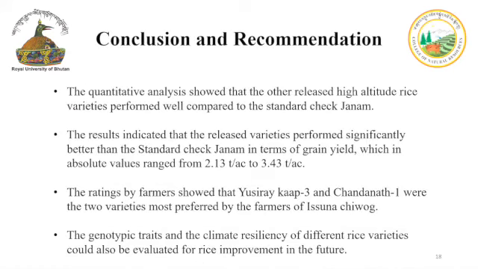So next. So here's my conclusion. The quantitative analysis showed that the other released high altitude rice varieties performed well compared to the standard check, and the results indicated that released varieties performed significantly better than the standard check Janam in terms of grain yield, which in absolute values ranged from 2.1 to around 3.4 ton per acre. And the ratings by farmers showed that Yusre Cup 3 and Chananat 1 were the two varieties most preferred by the farmers of Snachok. And here's my recommendation.